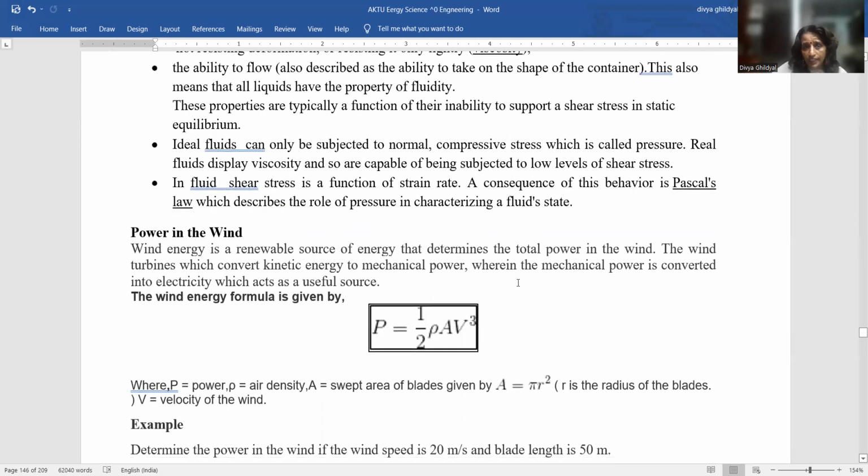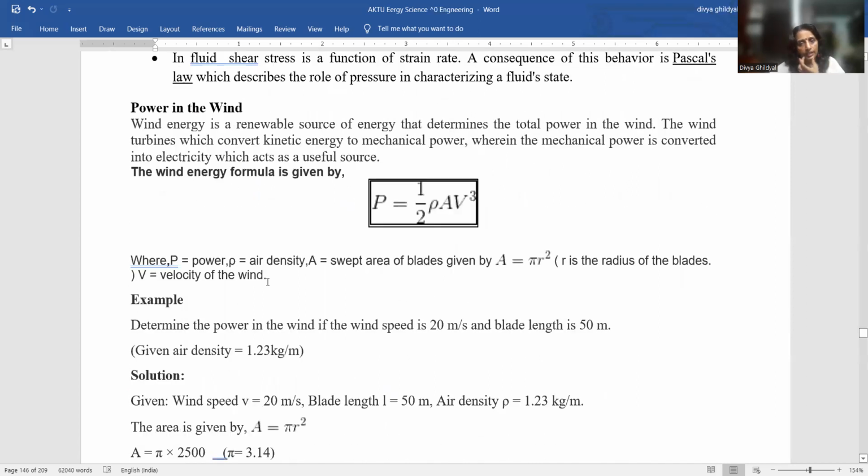Okay, wind energy is a renewable source of energy. It determines the total power in the wind. The wind turbines convert kinetic energy, because the wind is moving with velocity v, so half mv square. This is getting converted to mechanical power, wherein the mechanical power is converted to electricity. So wind energy gets converted to mechanical energy, which gets converted to electricity.